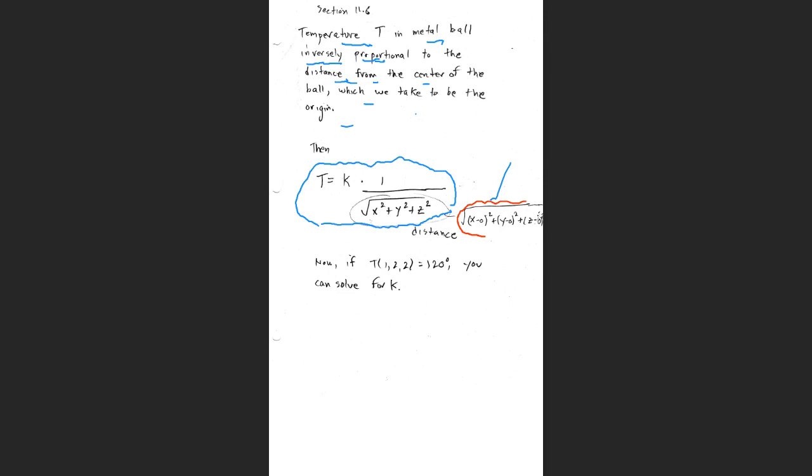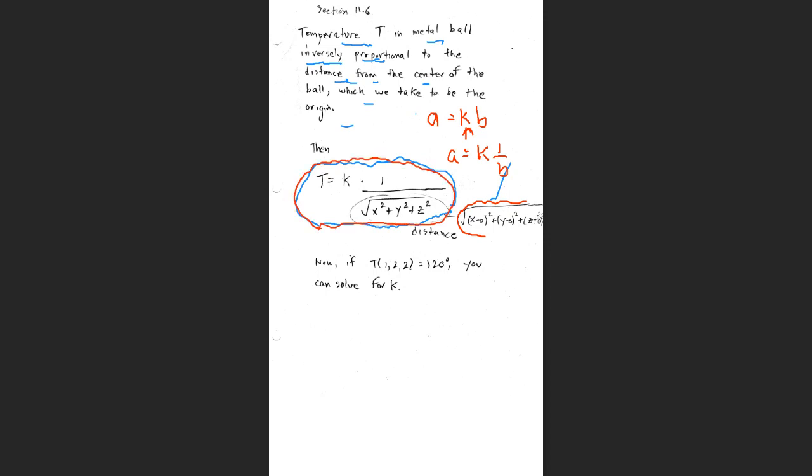A lot of times what you're used to saying is, if A is proportional to B, that means A equals K times B, where K is a constant of proportionality you have to determine. But in this case, A is inversely proportional to B, so A equals K times 1 over B. And that's how you come up with this temperature function.